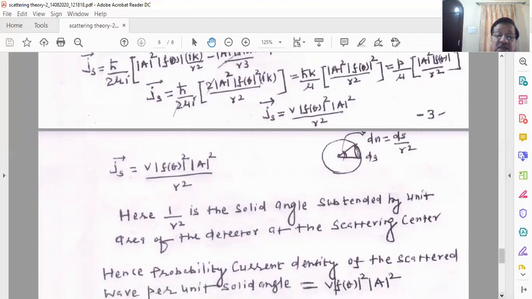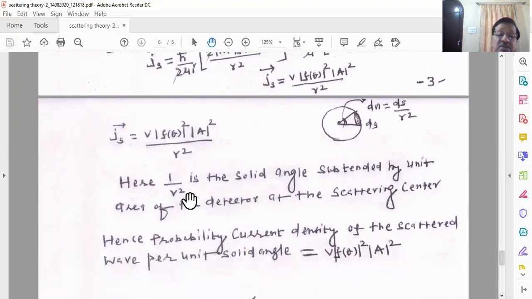So here you can see that this is basically the probability current density of the scattered wave per unit solid angle. Now 1 upon r square is the unit solid angle, right? So if you want to find the probability current density of the scattered wave per unit solid angle, then 1 upon r square is 1, so that becomes equal to v, mod of f theta whole square, and the constant mod of A square.